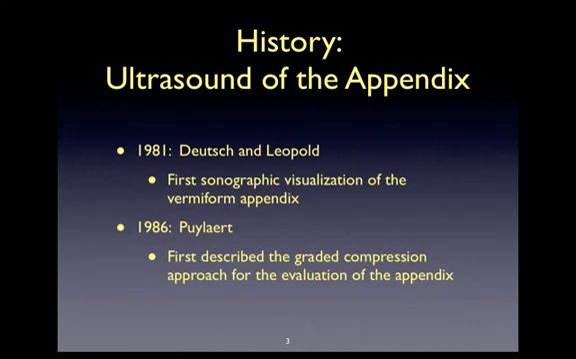The sonographic identification of the appendix was first described by Dutch and Leopold in 1981. This was followed in 1986 by Puylaert's description of the graded compression approach to the evaluation of the appendix.